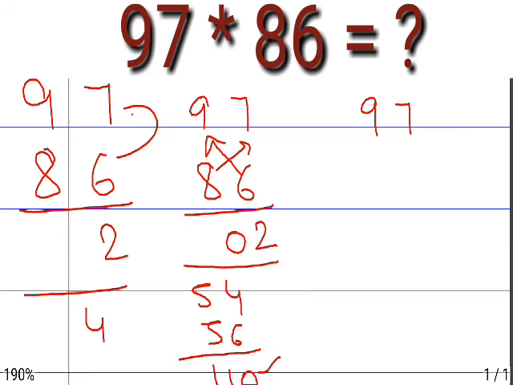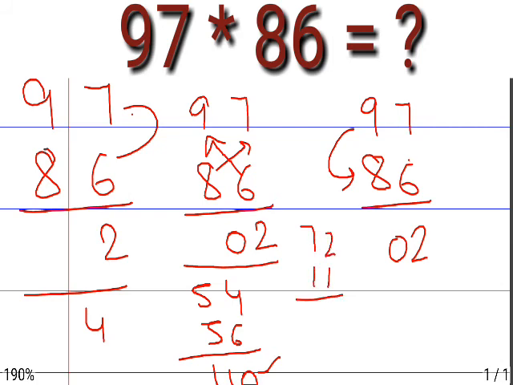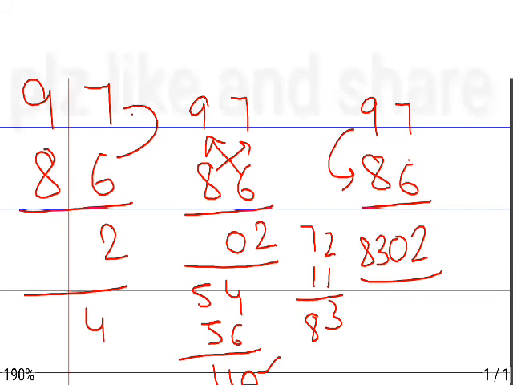Now the next step is 97 into 86. We have to multiply the tens digit with the tens digit. 9 eights are 72 and 11 was the carry which we have to add in this step. So it will be 83 and then 02. So it will be 8302. Multiplication of 97 into 86 is 8302.